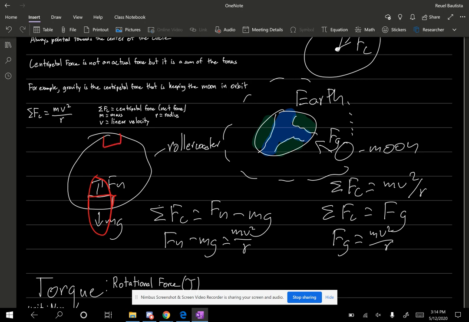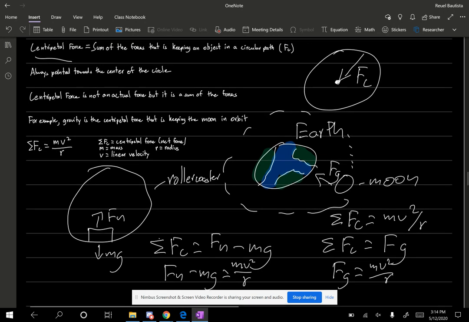Okay, same thing over here. Let's say it's on the top instead of the bottom. We know gravity is pointing downwards. But we also know the normal force is now pointing downwards because it's perpendicular to the surface. So instead of the sum of the forces being Fn minus mg, now you're going to add them together. Okay.